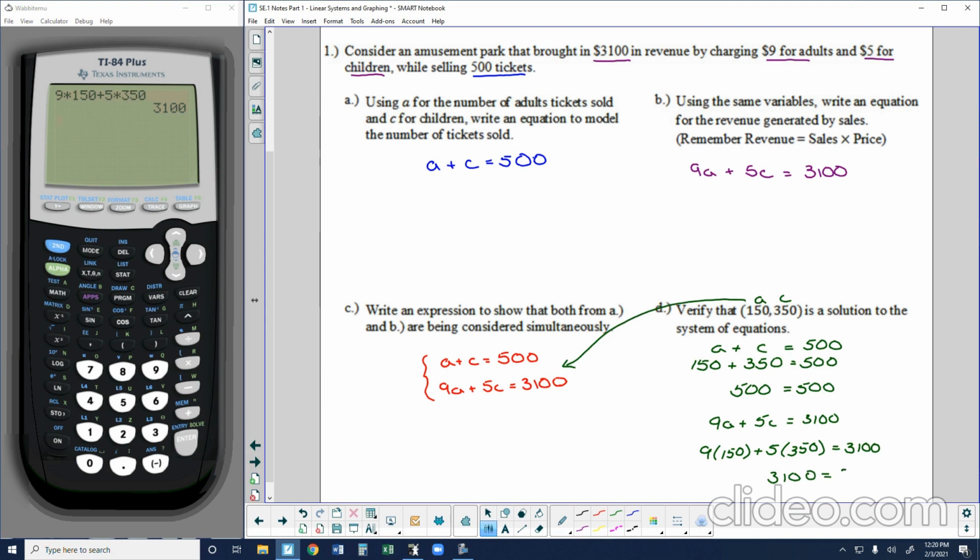So this would be a solution to our system. We were given the answer already: 150 adult tickets and 350 children tickets were sold. But through substitution, we can verify that these two values are answers for the system of equations that we created in C. So C would be a linear system in two variables, which is what we're focused on.